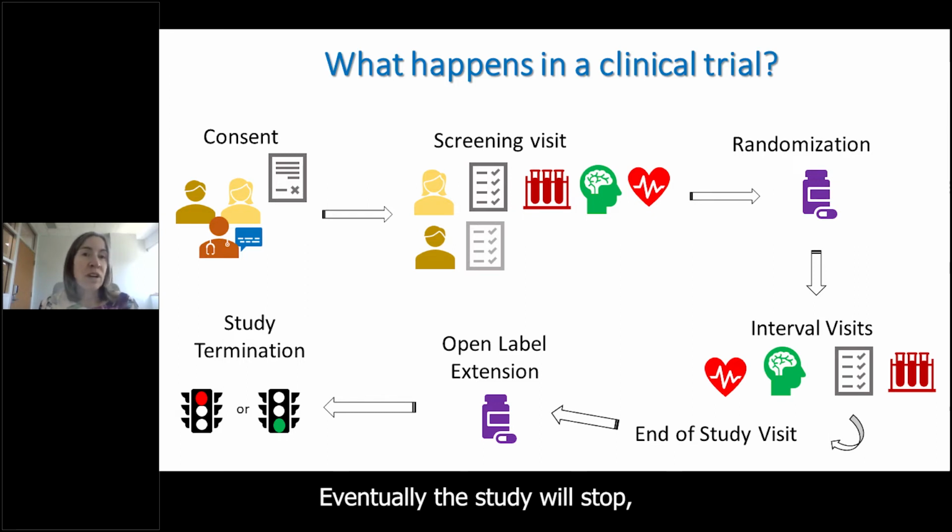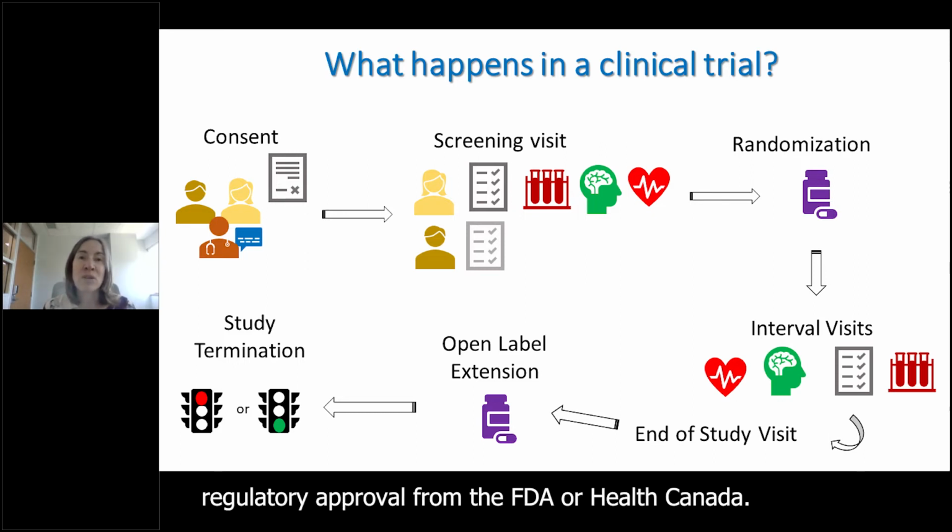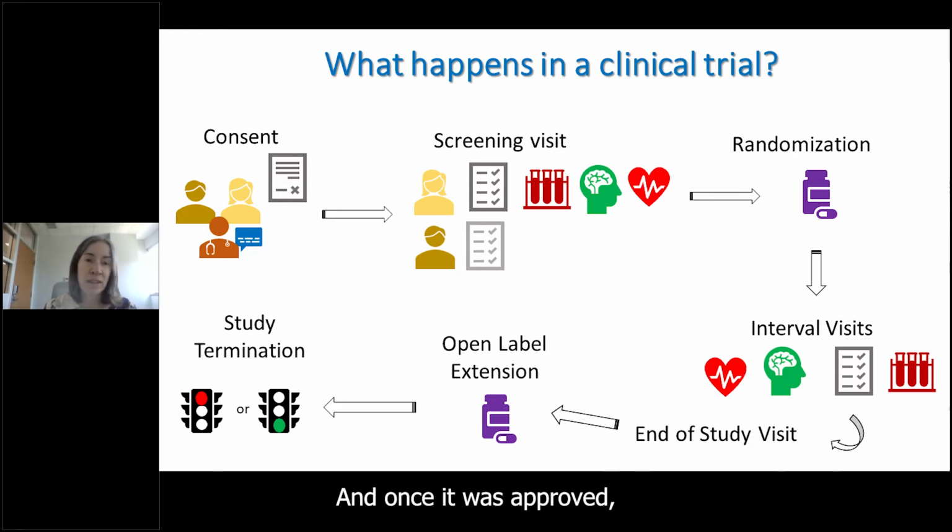Eventually, the study will stop, including the open label extension. And that typically happens if the study intervention is found to be effective, then the sponsors, the company or investigators would seek regulatory approval from the FDA or Health Canada. And once it was approved, then it could be prescribed to patients.